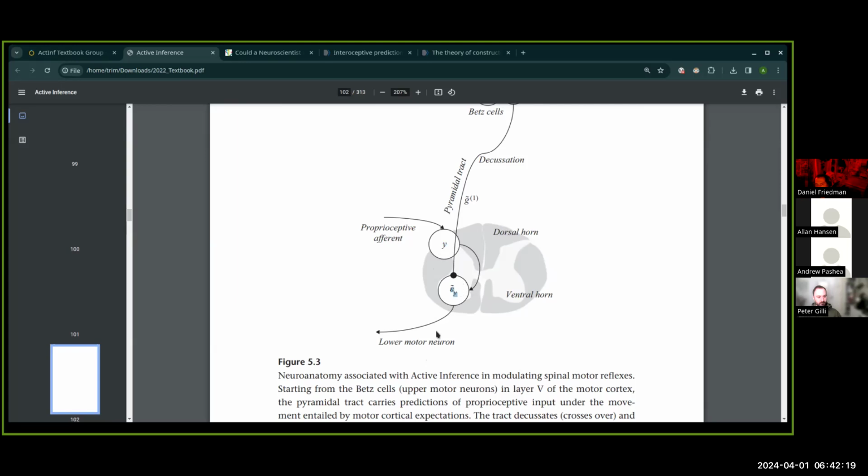And then there's a difference. And this is just a first pass approximation, but where the descending prediction is exactly matching the incoming proprioception, no action is required. And that kind of makes sense. That's consistent with this differential driven approach to basically making moves.